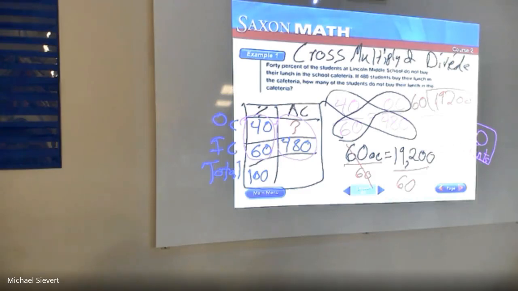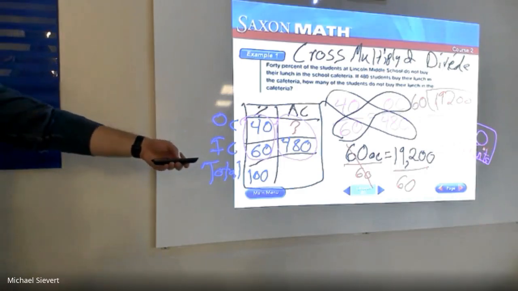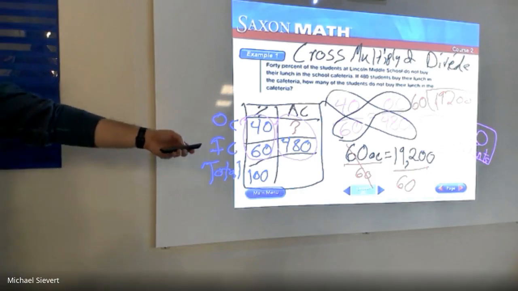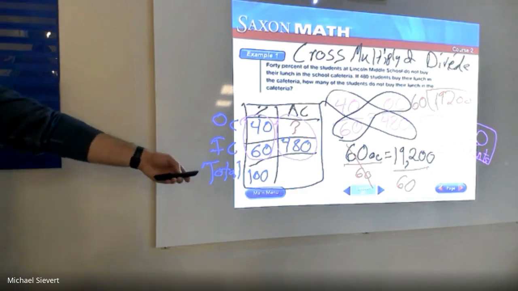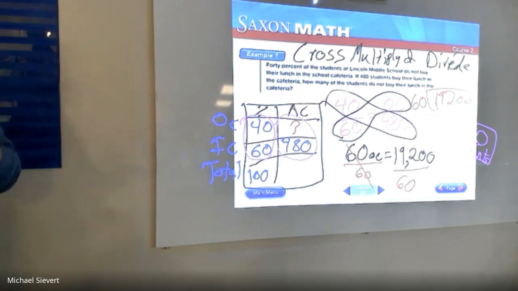So do you always divide it by the 60? You're always going to divide it by whatever number is next to the letters, because you want to get the letters by themselves. You see how our answer is not just 320 students, but OC equals 320? That's because you want to keep OC to the left. Whatever letter it is, keep it to the left, equals that number, and then you divide by whatever number is next to the letters.